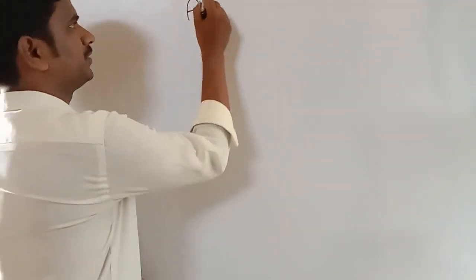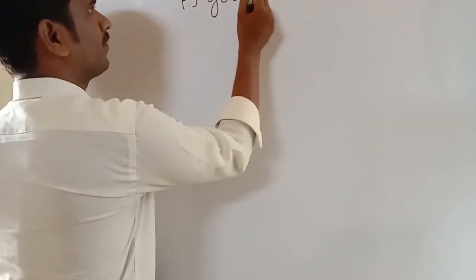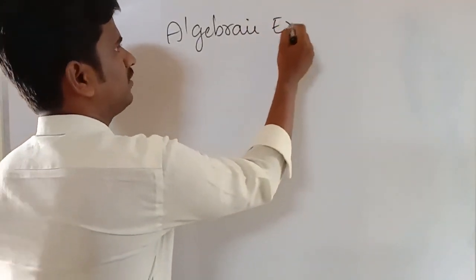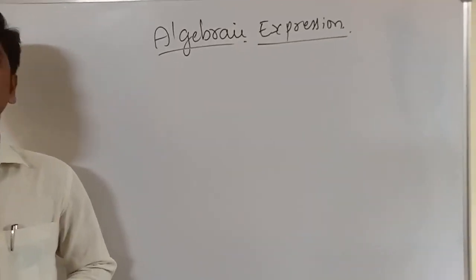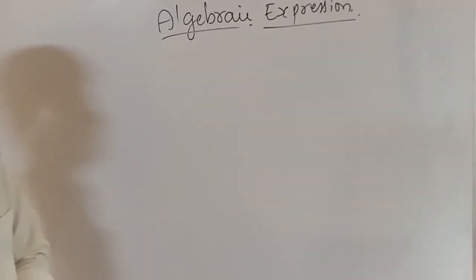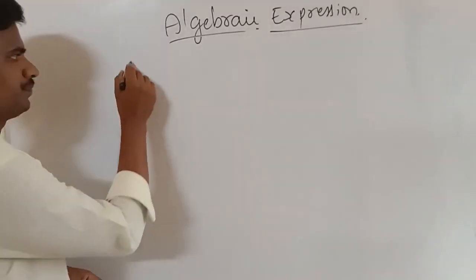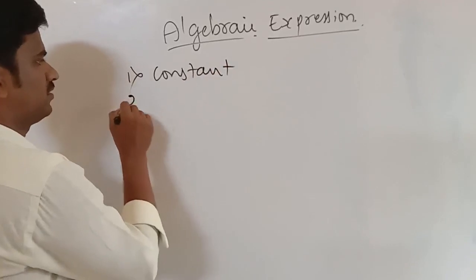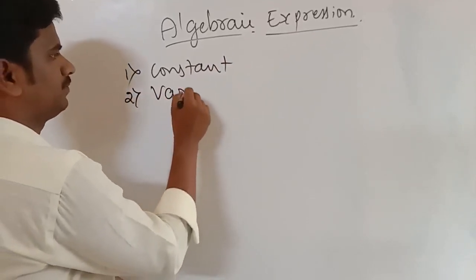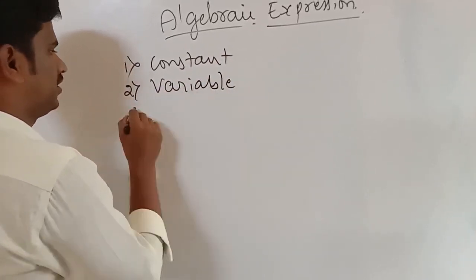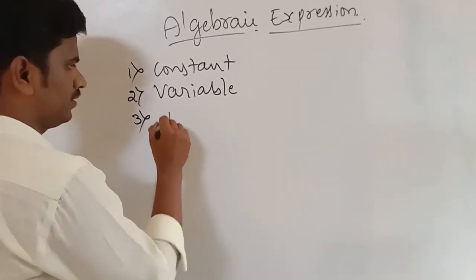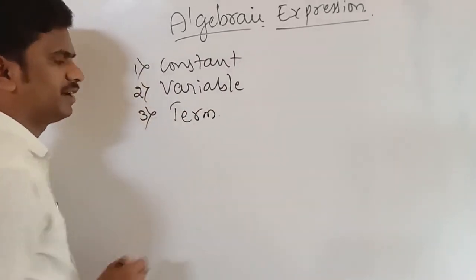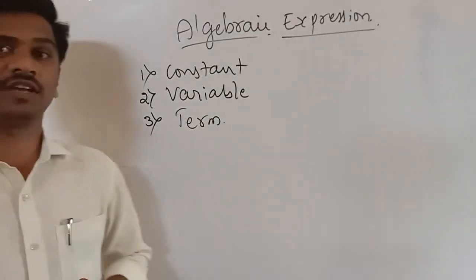Welcome to today's session. Today our topic is algebraic expression. I'm going to define algebraic expression. I need some basic definitions. Those are constant, second one variable, and the third one is term. Okay, my dear student, what do you mean by constant?